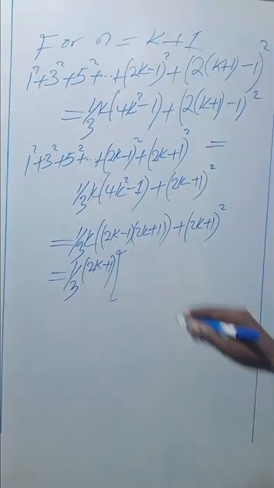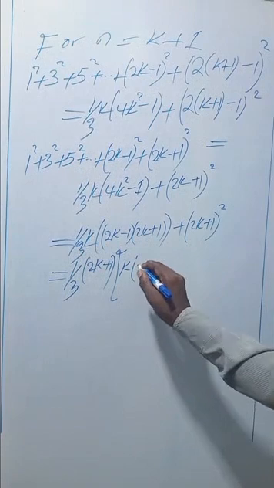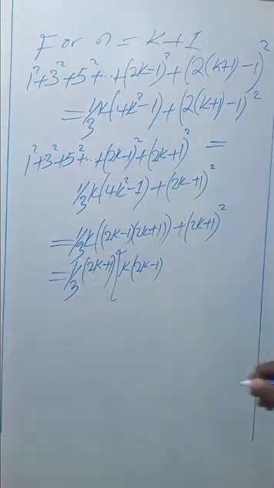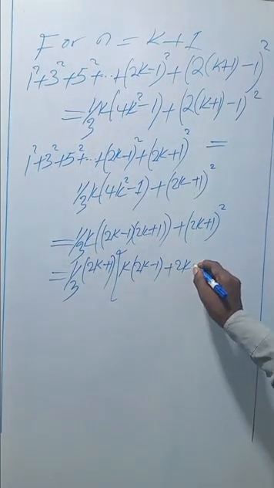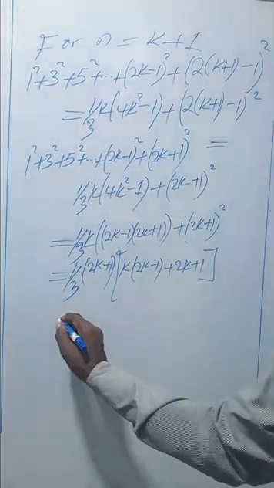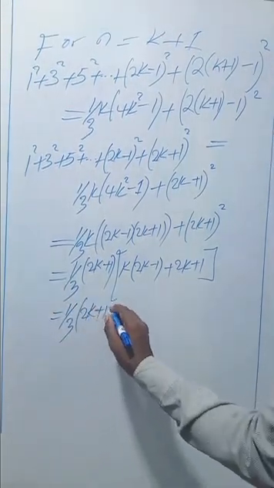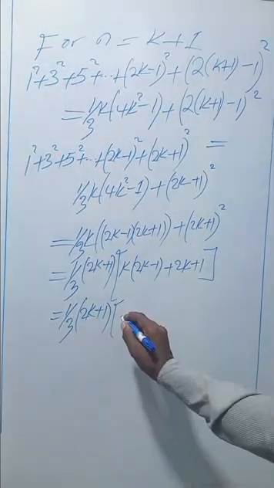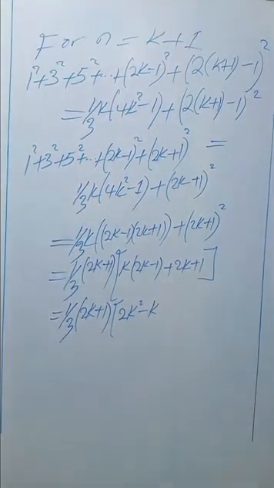If we do that, now here we shall remain with this term from here to there, which is k, then 2k minus 1. Okay, what about this one? This one we shall remain with 2k plus 1. Okay, can we simplify it? Definitely yes. So 1 over 3, this is 2k plus 1, into bracket. This one gives us 2k squared minus k.